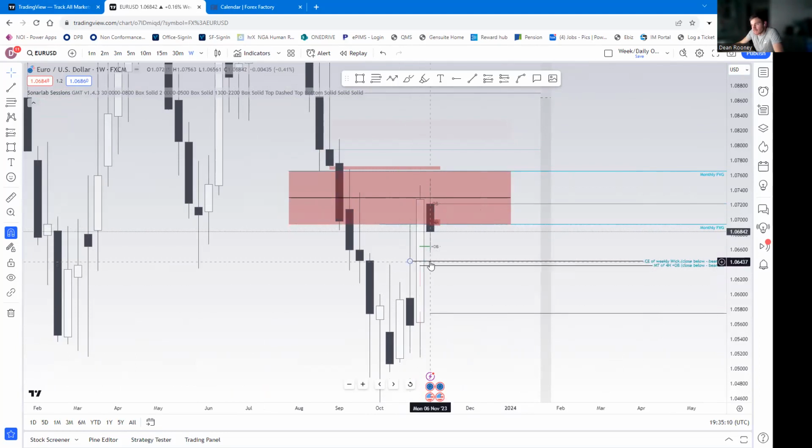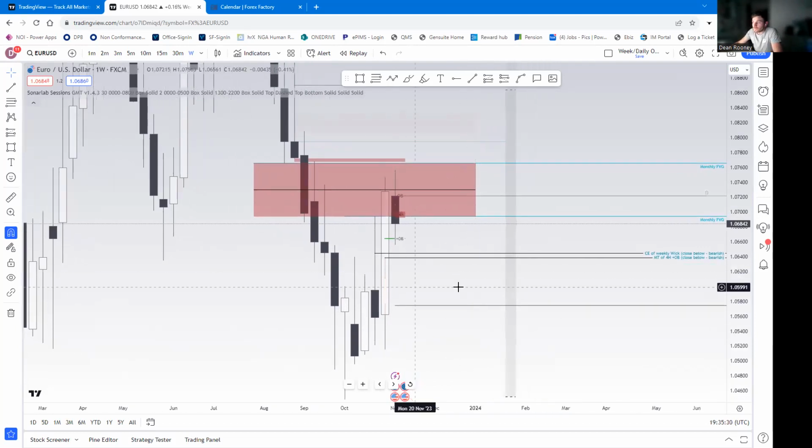Now, it's important when you've got a thesis that you've also got invalidation levels. So things that might happen in the market where you go, oh, wait a minute, I can't marry my bias here. I need to see what the market's saying, and then I could reevaluate my thesis. So for me, we've got this one, which is the wick of last week. So the CE, consequent encroachment, is 50% of that.